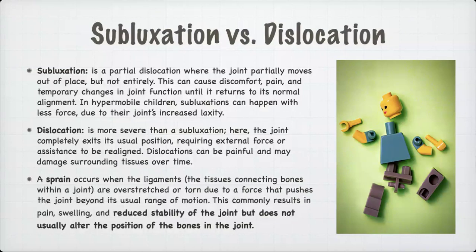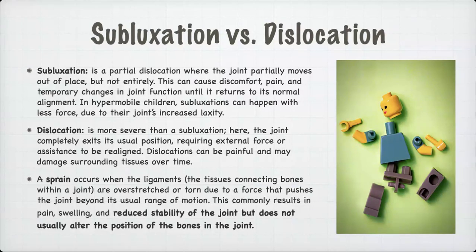Now let's discuss the difference between subluxation and dislocation. This is a topic that comes up quite frequently along hypermobility and instability. Subluxation is a partial dislocation where the joint partially moves out of place, but not entirely. This can cause discomfort, pain, temporary changes in the function until it returns to its normal alignment as the joint heals. In hypermobile children, subluxations can happen with less force due to their joints' increased laxity.